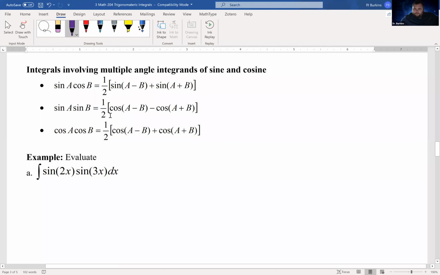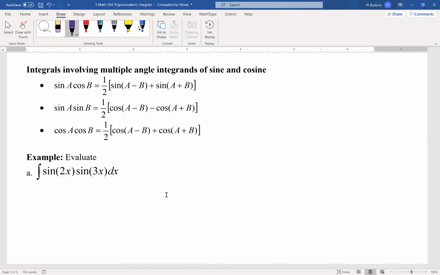All right, I think I'm going to come back to this one if we have time, because there's only one example. Let me just make a quick note of this problem. I only do one of these because I suggest not using this technique for the other problems. Notice that this says integrals involving multiple angle integrands. So we have sine of 2x and another one that has a 3x inside.